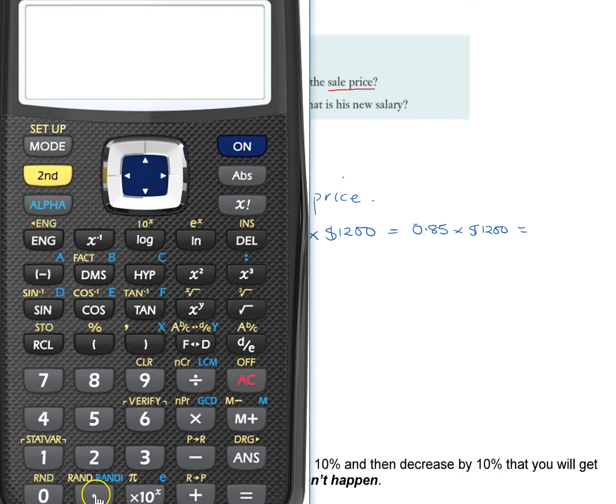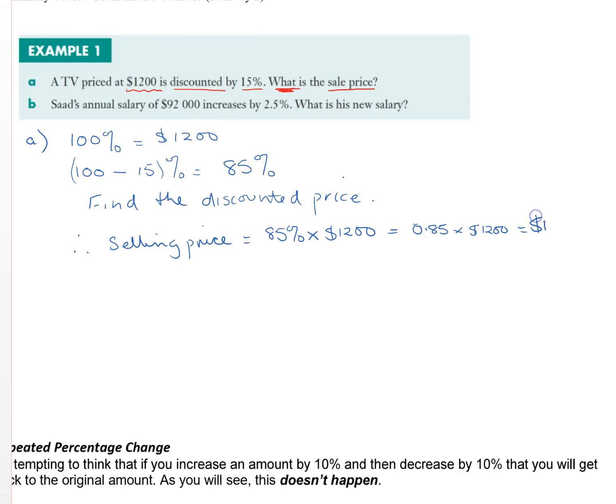0.85 times 1,200, which is 1,020. So yes, that seems like a reasonable answer. It's less than 1,200, now 1,020. We'd expect our answer to be less than because it's a discount. And you can see that we've been able to get our answer in just one step.